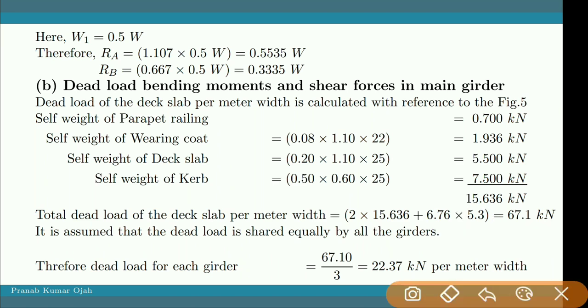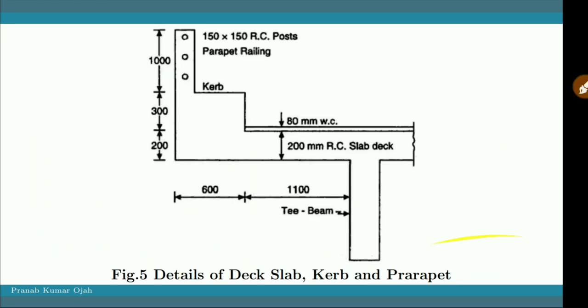So if you assume the dead load is equally shared by all the girders, the dead load for each girder will be 22.37 kilonewton per meter width.